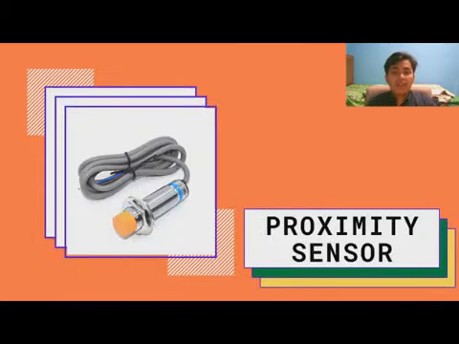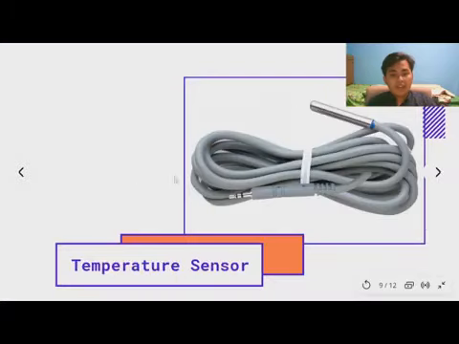Okay, the next one is proximity sensor. A proximity sensor is a sensor able to detect the presence of nearby objects without any physical contact. A proximity sensor often emits an electromagnetic field or a beam of electromagnetic radiation, like infrared for instance, and looks for change in the field or return signal. Okay, the next one is temperature sensor. A temperature sensor is an electronic device that measures the temperature of its environment and converts the input data into electronic data to record, monitor, or signal temperature change.